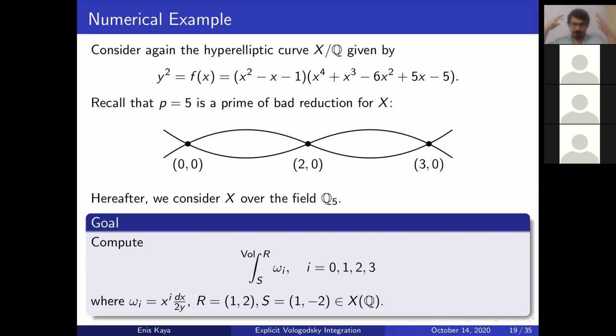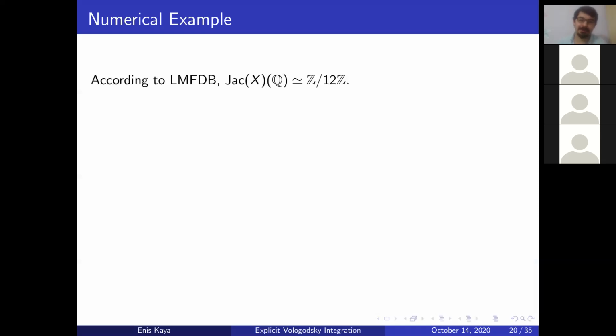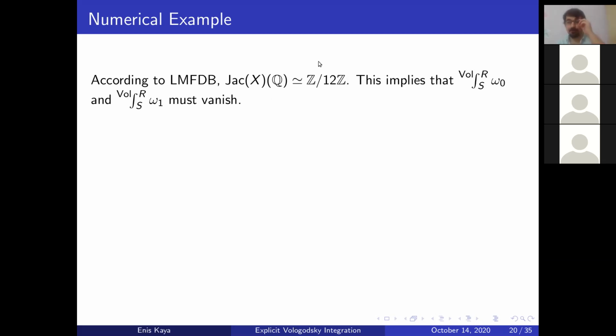So okay, in the end we will get a number, and how can we be sure that these numbers are correct? Unfortunately, there is no general rule for this, but there are some tests we can do to check the correctness of the algorithms. So according to LMFDB, a database that contains a lot of information about curves and Jacobians, etc., the Q-rational points of the Jacobian of this curve is isomorphic to this torsion group here. So the rank is 0. And this implies that Vologodsky integrals of omega 0 and omega 1 must vanish.